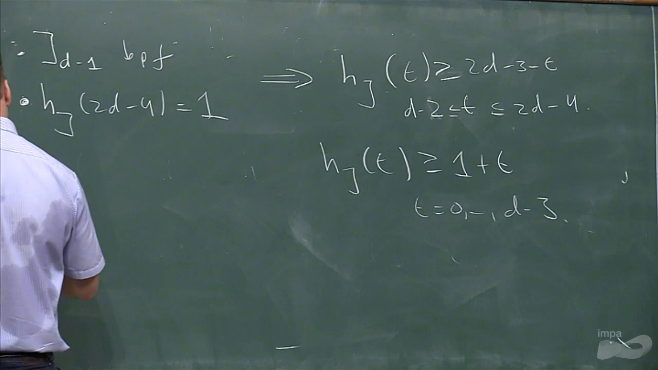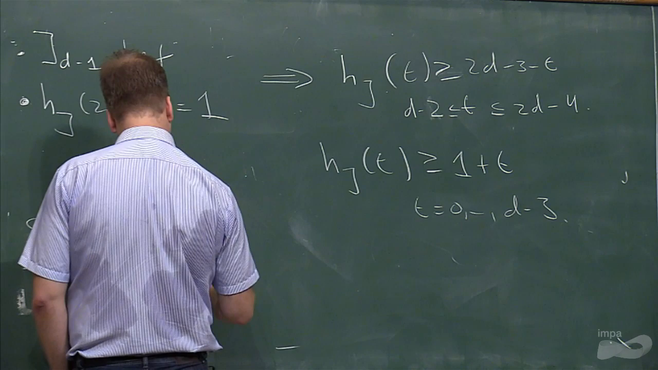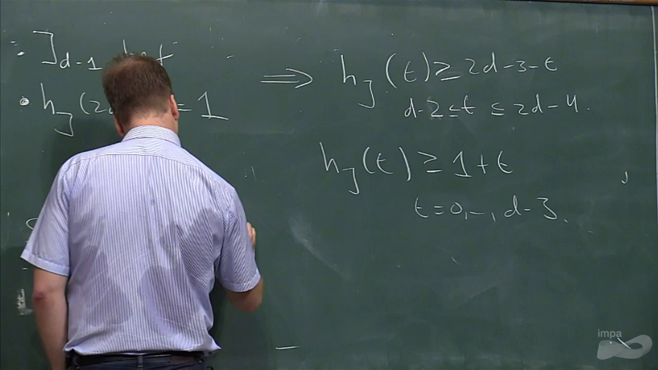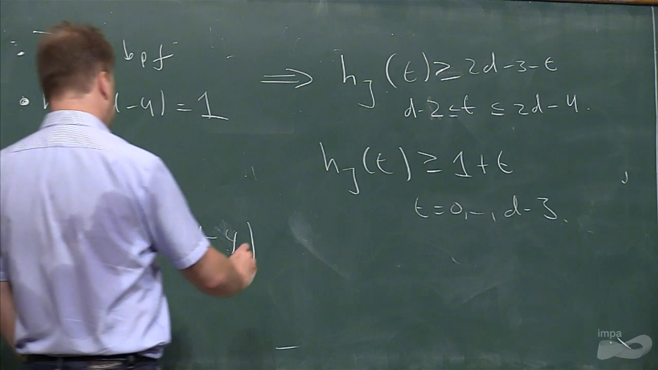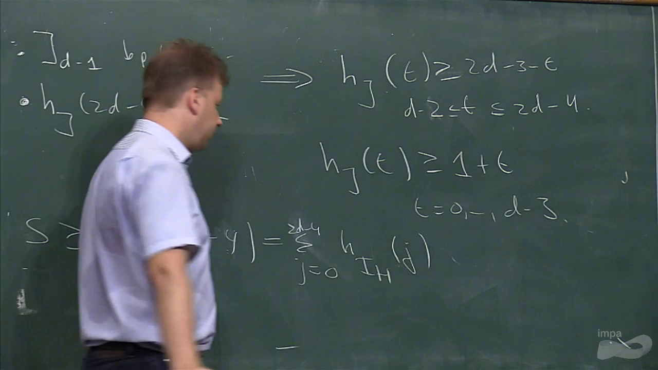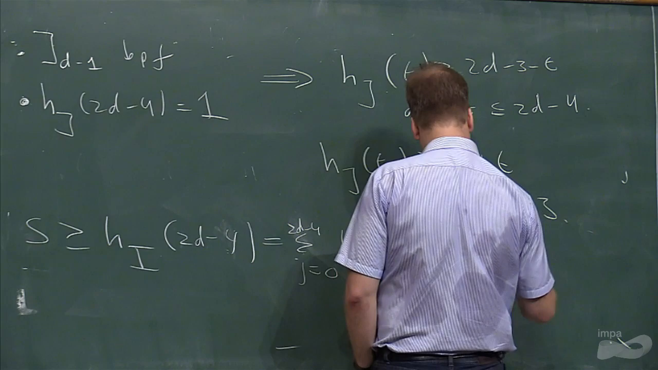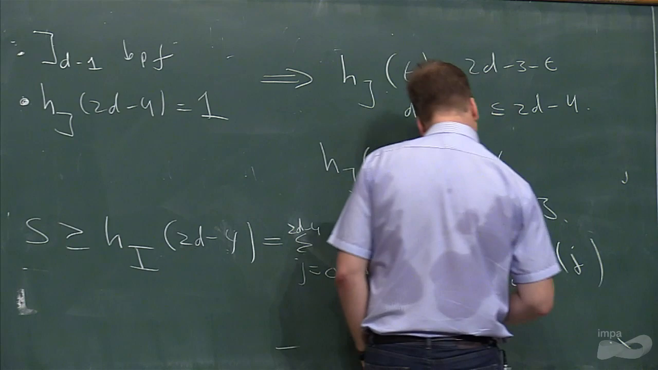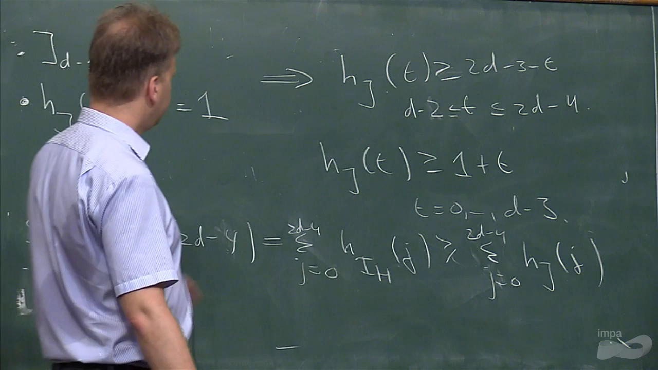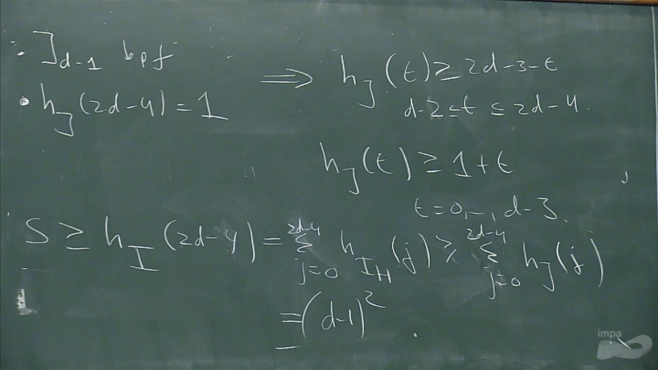And now you'll find that the number of nodes, this was h_I in degree 2d minus 4, is the sum from 0 to 2d minus 4 of h_I(j), and this is at least the sum over j from 0 to 2d minus 4 of h_J(j). It's an easy exercise to sum this, and that is just d minus 1 squared. Good. This only reproves Chmutov's theorem.